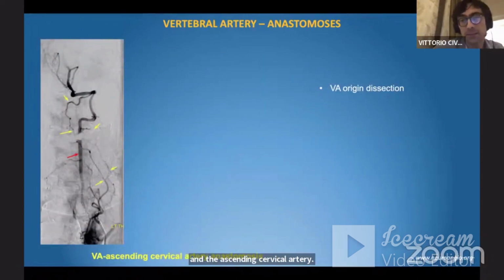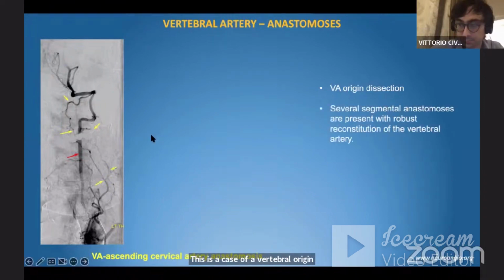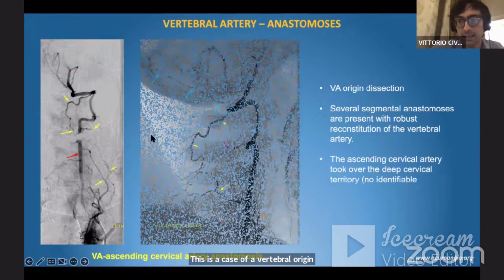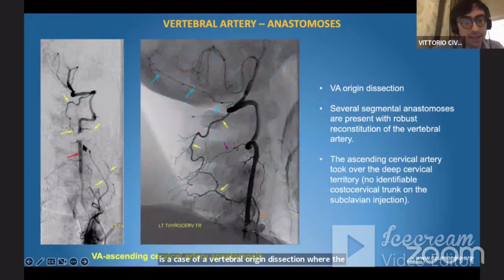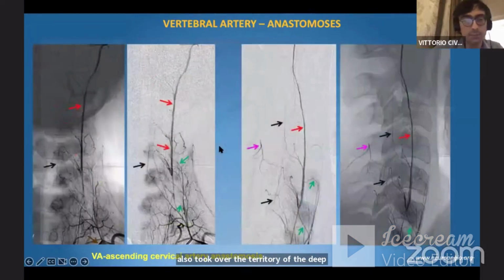This is a case of a vertebral origin dissection where the ascending cervical arteries allowed reconstitution of the vertebral artery, and also took over the territory of the deep cervical artery that was hypoplastic.